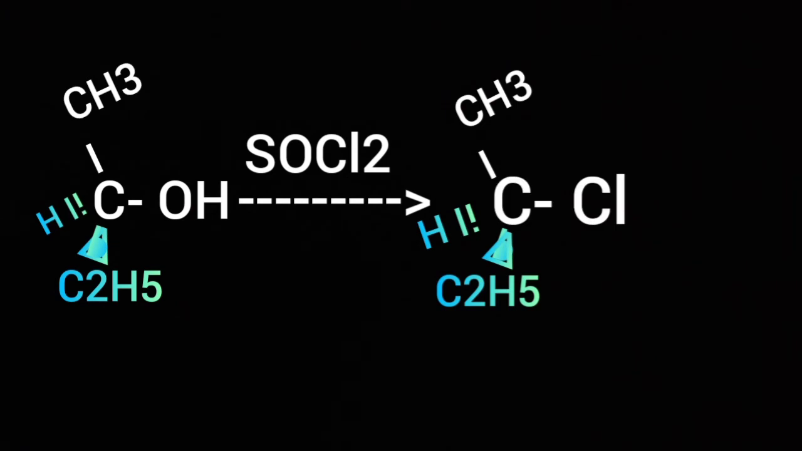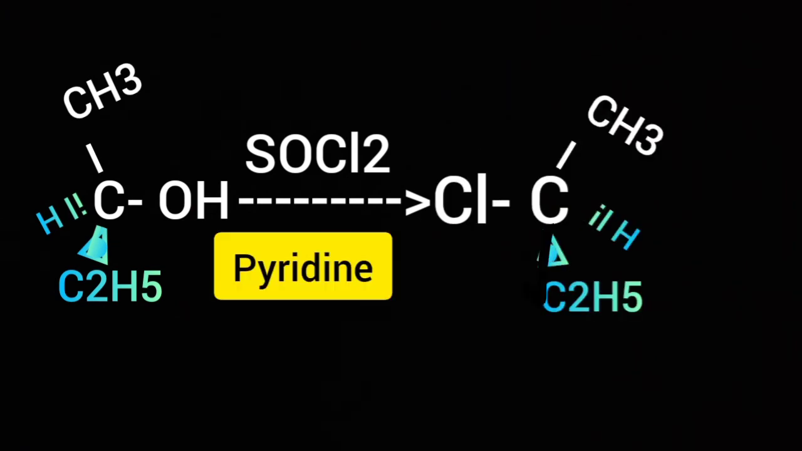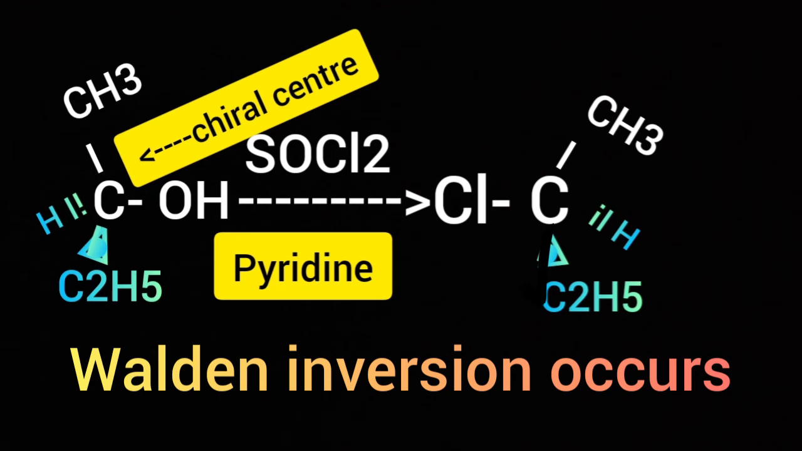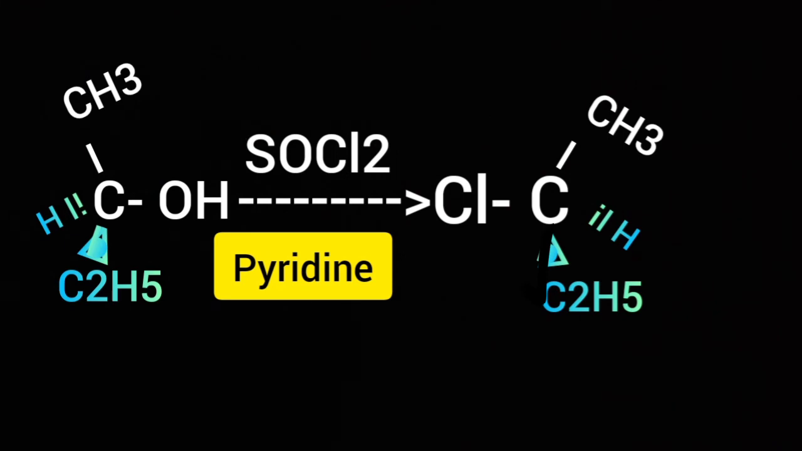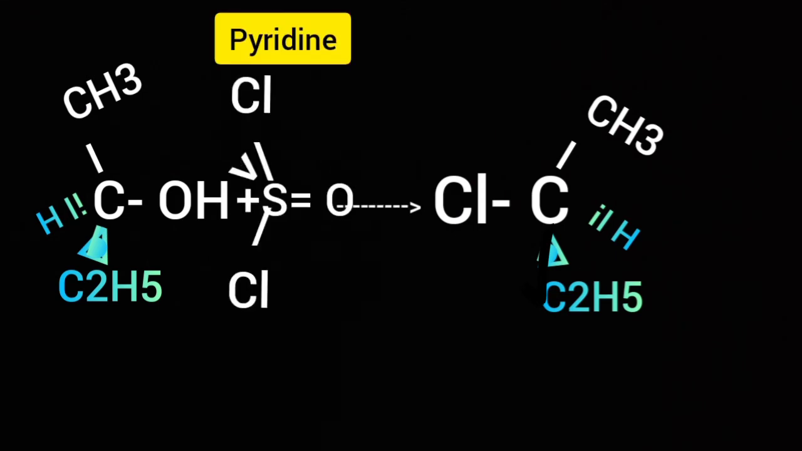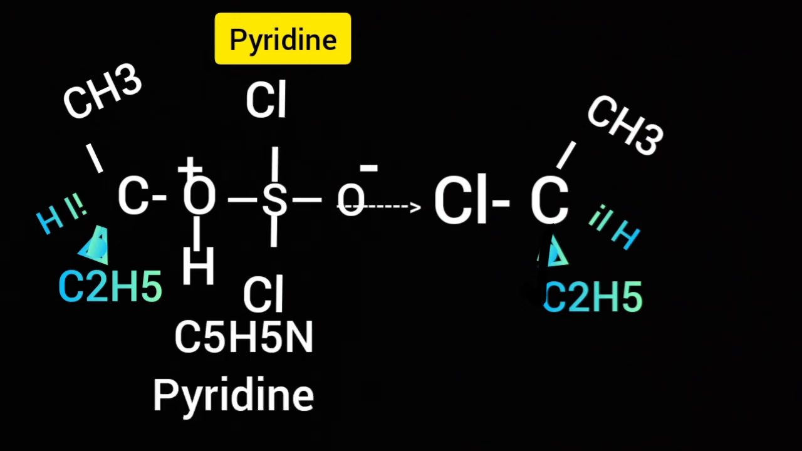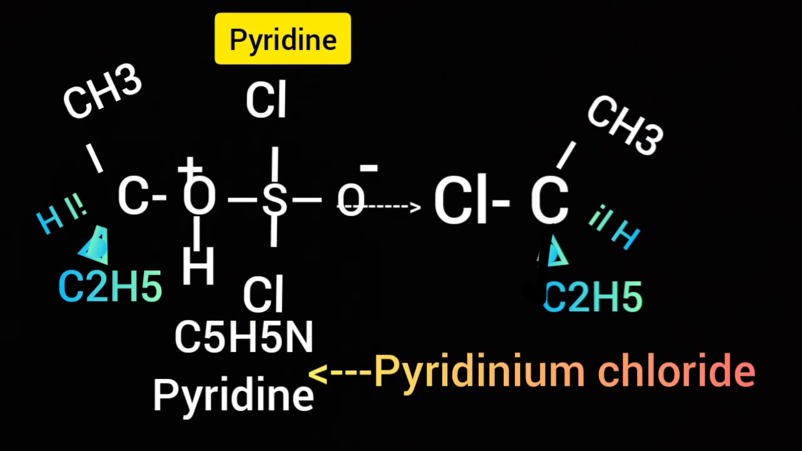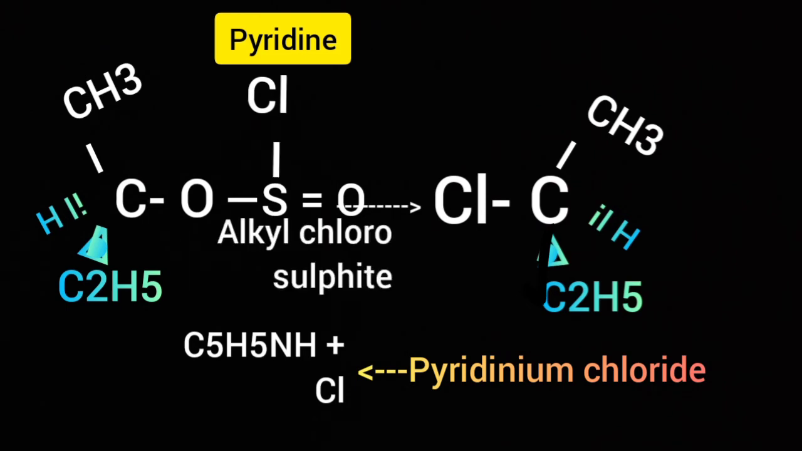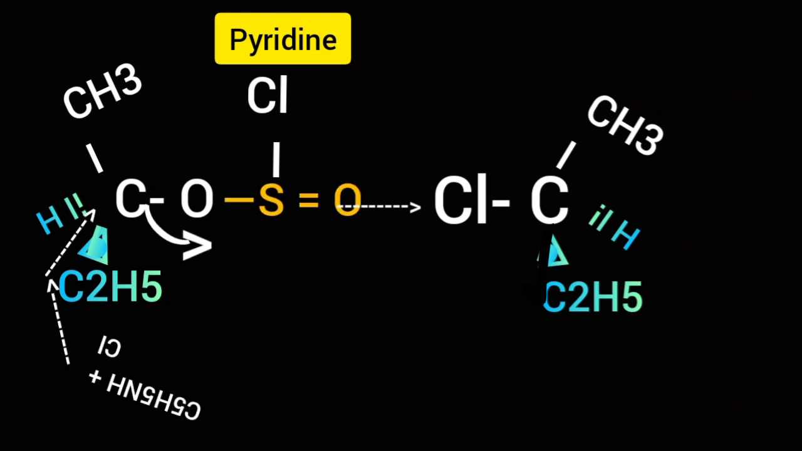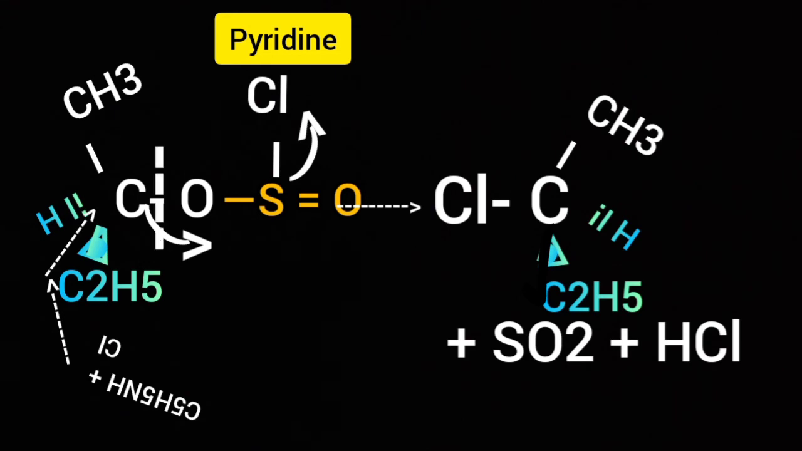If the above reaction is carried out in the presence of pyridine, then Walden inversion occurs, provided the alkyl group has a chiral center. Let us take the same example. You see chlorine leaving the HCl bond as Cl minus, and H leaving as H plus from the OH bond, combine with pyridine to give pyridinium chloride. Then the alkyl chlorosulfite is attacked by Cl minus from the back side, so Walden inversion occurs.